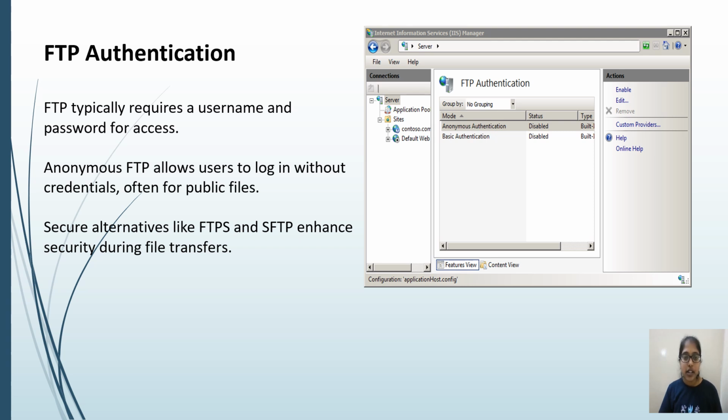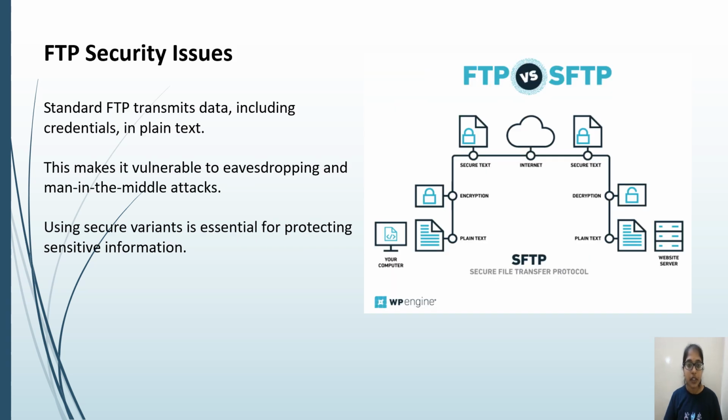FTP authentication. FTP typically requires a username and a password for access. Anonymous FTP allows the user to log in without credentials, often for public files. Secure alternatives like FTPS and SFTP enhance security during file transfers.